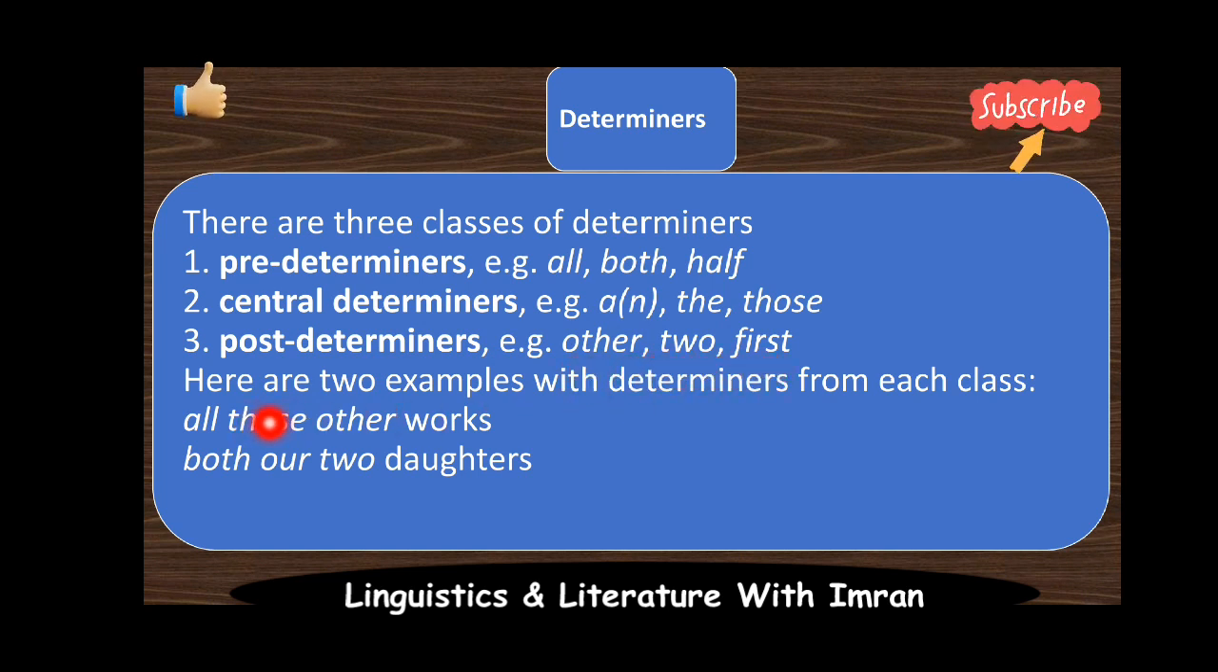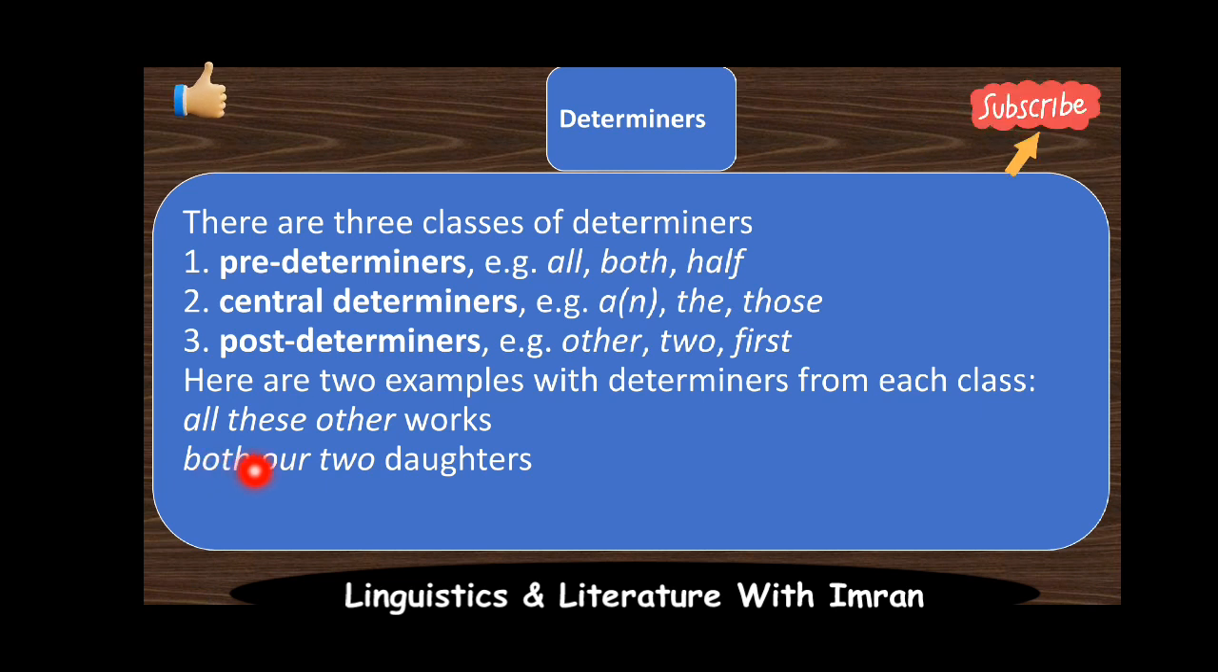So here are two examples with determiners from each class. For example, all these other works. So all is what? It is a predeterminer. And these is what? Central determiner, right? And other is what? That is a post determiner. Works is a noun. Why is it called a central determiner? Because it comes in the center.